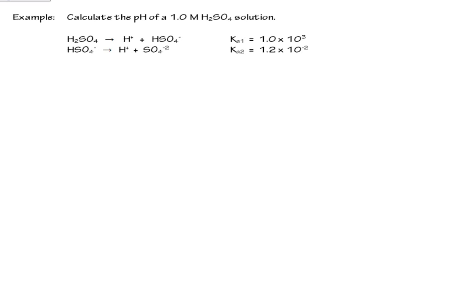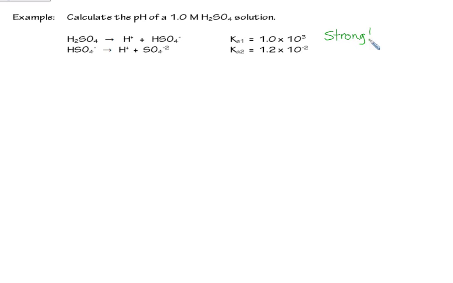Sulfuric is a polyprotic. H2SO4 has 2 hydrogen ions available to produce in the solution. So they're showing me the 2 dissociations and the 2 K values. One thing I noticed right away, Ka1 is big. Ka1, the dissociation constant for the first hydrogen, that's pretty big. 10 to the third. The first dissociation is strong.